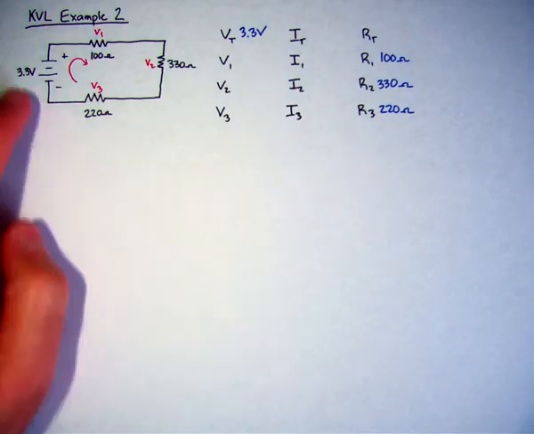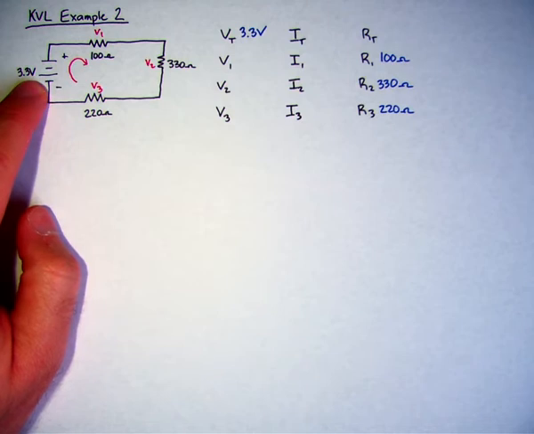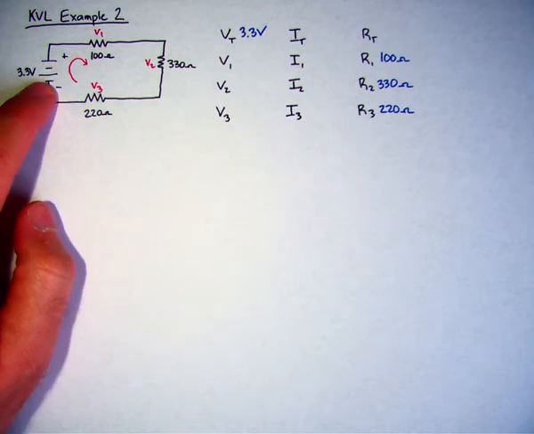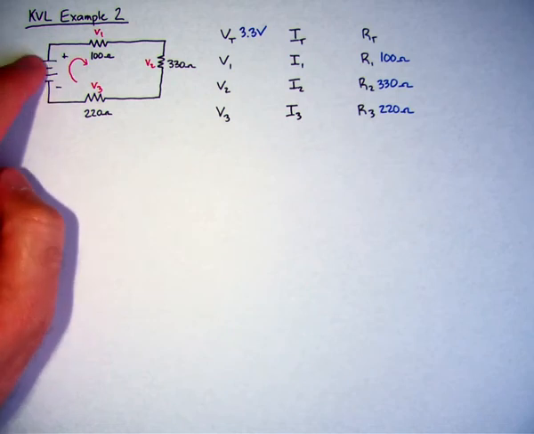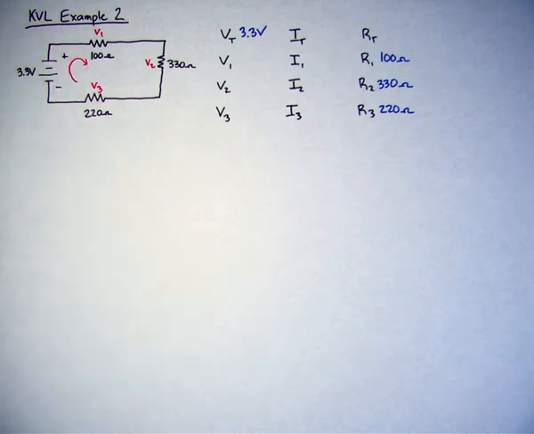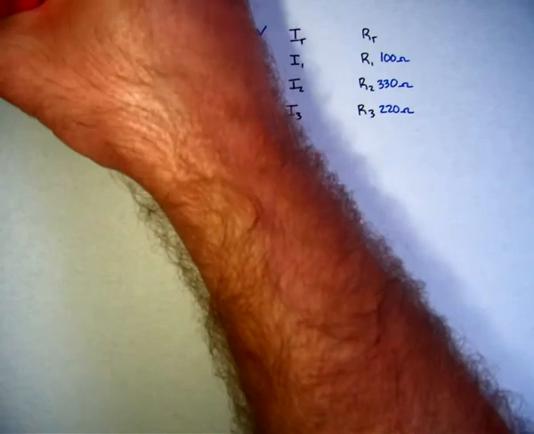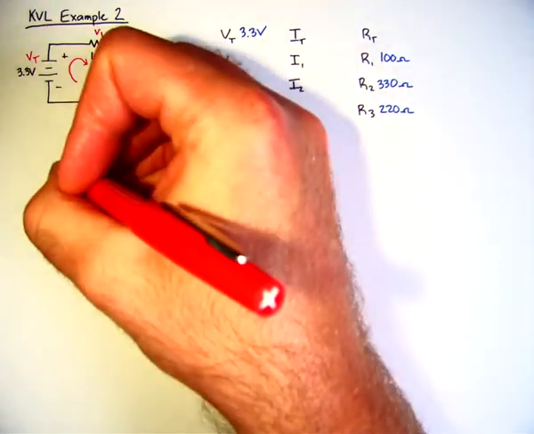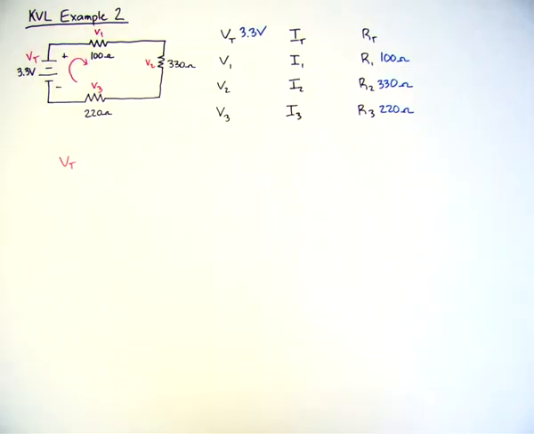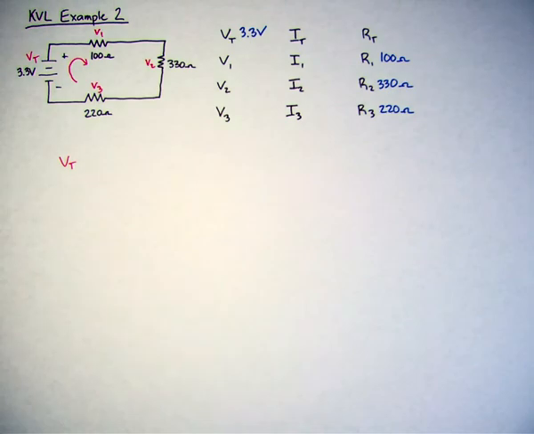I'm going to start out here with the power supply. Starting out with the power supply, from the bottom of the power supply to the top of the power supply, I know it's going from negative to positive, so it's going to gain potential. So because of that, if I call this VT, I have a positive VT. And it's important to keep the sign straight when you're dealing with this.